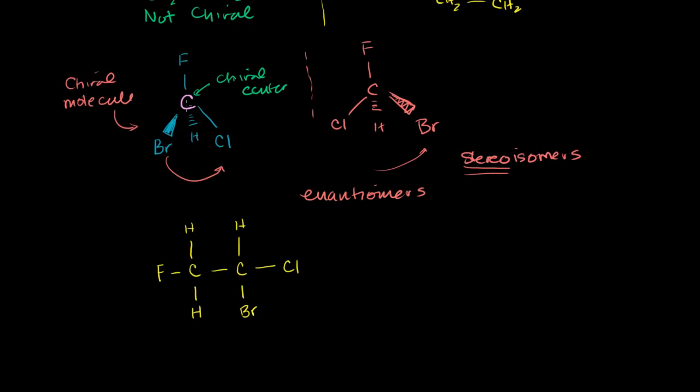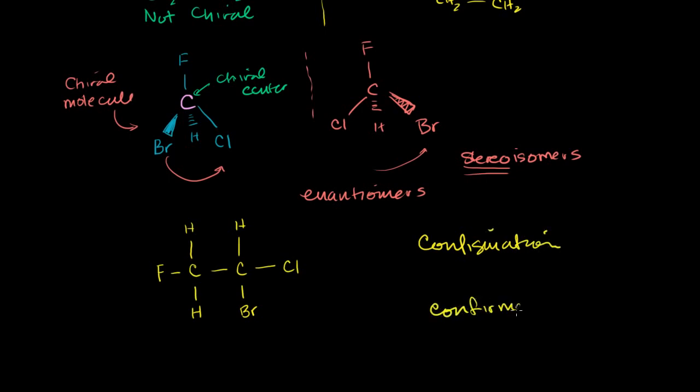Bromine is still connected to carbon, which is still connected to hydrogen. That's all true over here. But their three-dimensional orientation is different. And in this case, where they are mirror images of each other, we call them enantiomers. And I should probably make one clarification. In the last few videos, sometimes I'll say configuration, and sometimes I'll use the word conformation.